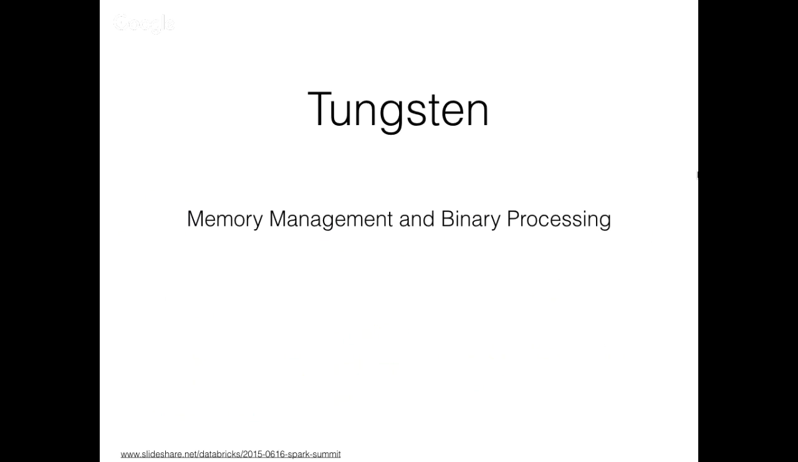So I'll go through a couple of examples. First, memory management and binary processing. Spark runs on the JVM, right? If you think about a JVM object, it has a lot of overhead. Like a 4-byte number isn't stored in 4 bytes on the JVM. It's like 50 bytes. And that's not insignificant if you're dealing with billions of numbers.